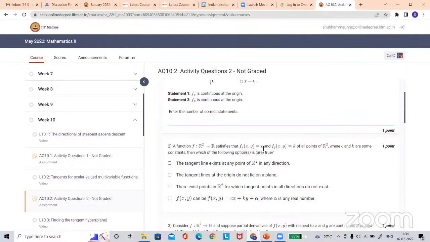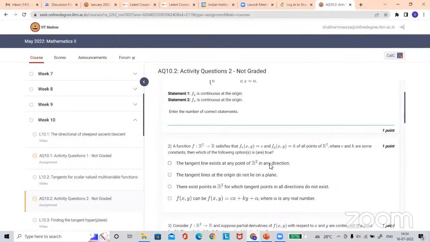See, your gradient is (c, k), as it is given. Partial derivative given means your gradient is given. And see that your function is constant for all points of R2. So both these derivatives will be continuous, because this is a constant function, so it is going to be continuous for the whole R2. In that case, the sufficient condition is also given.